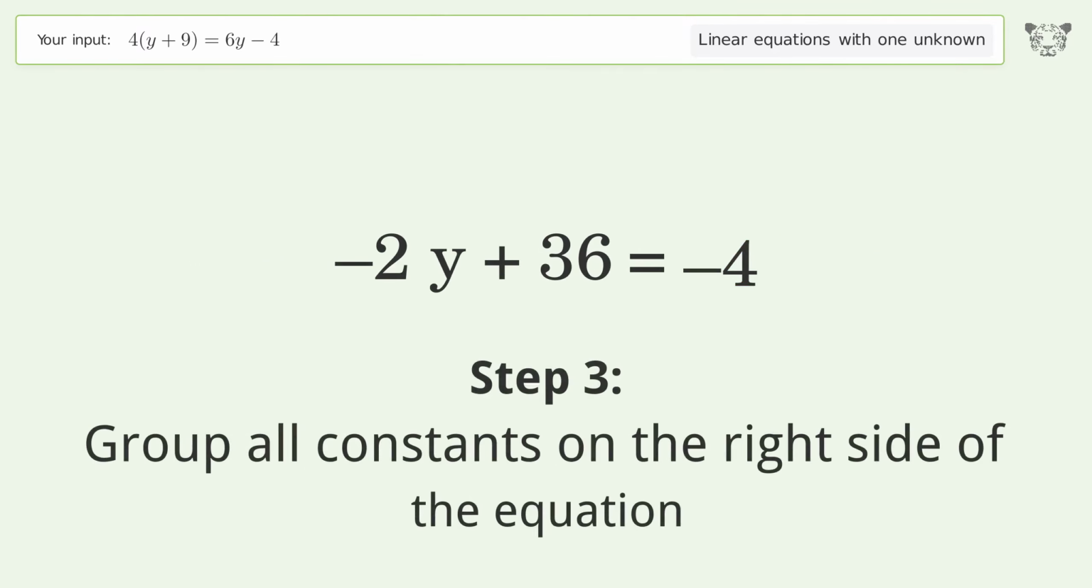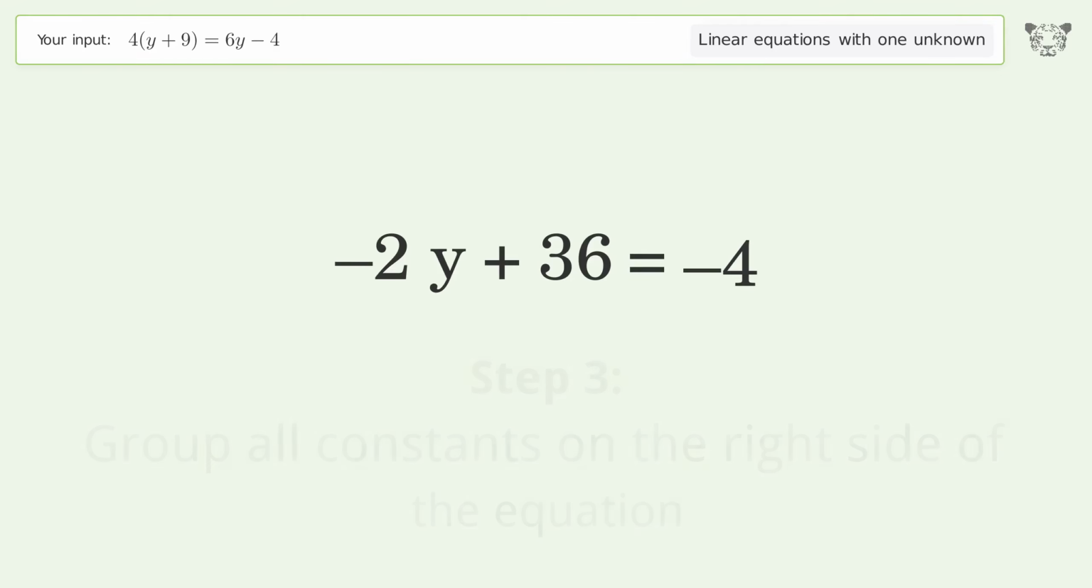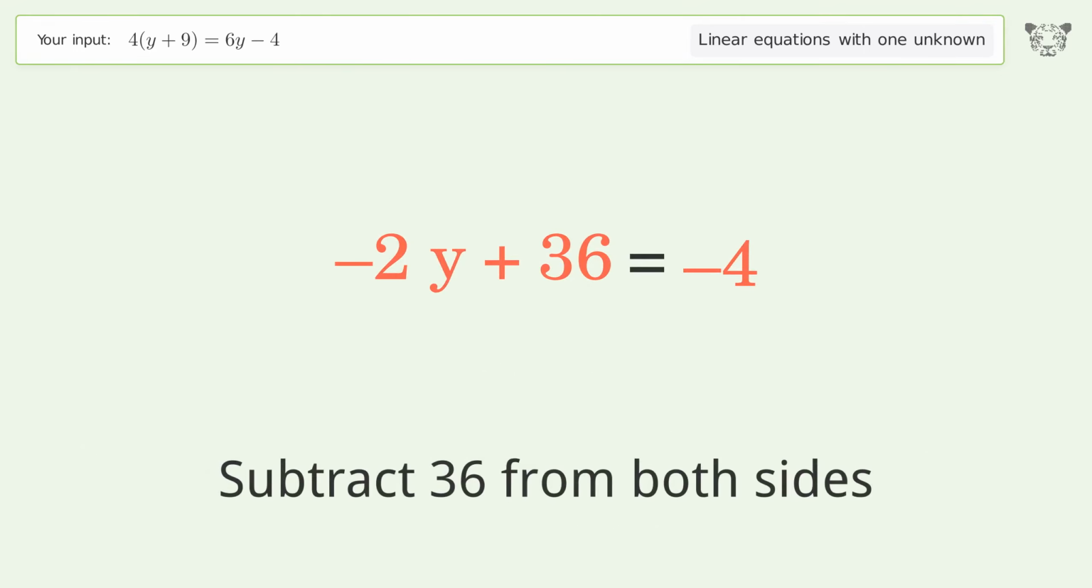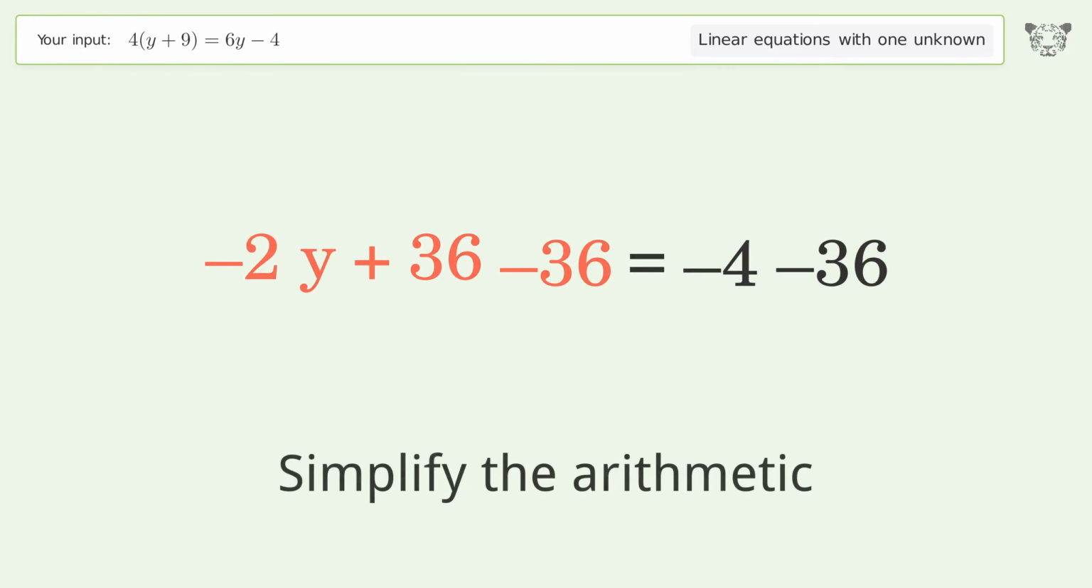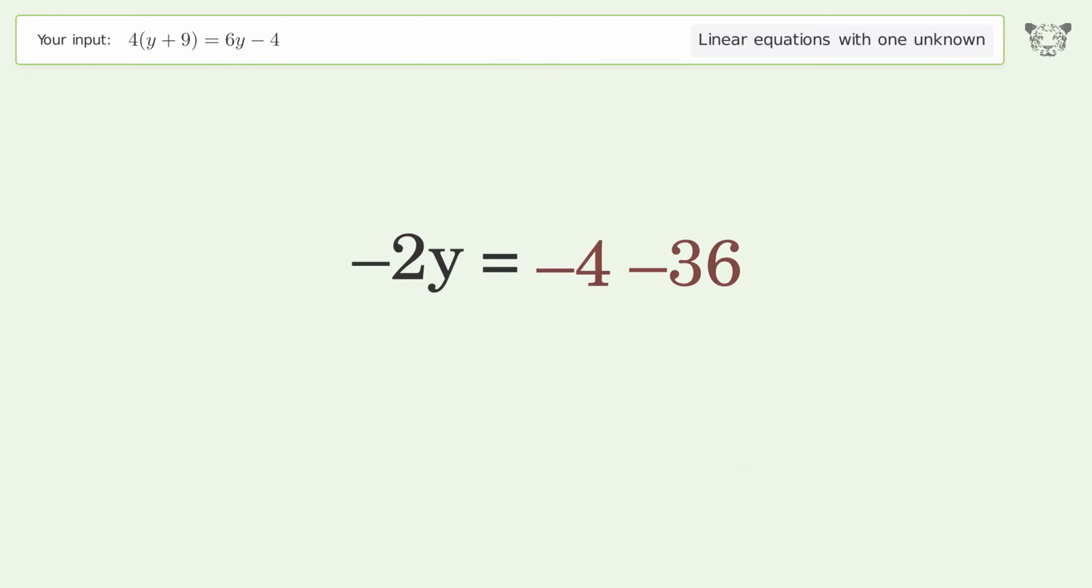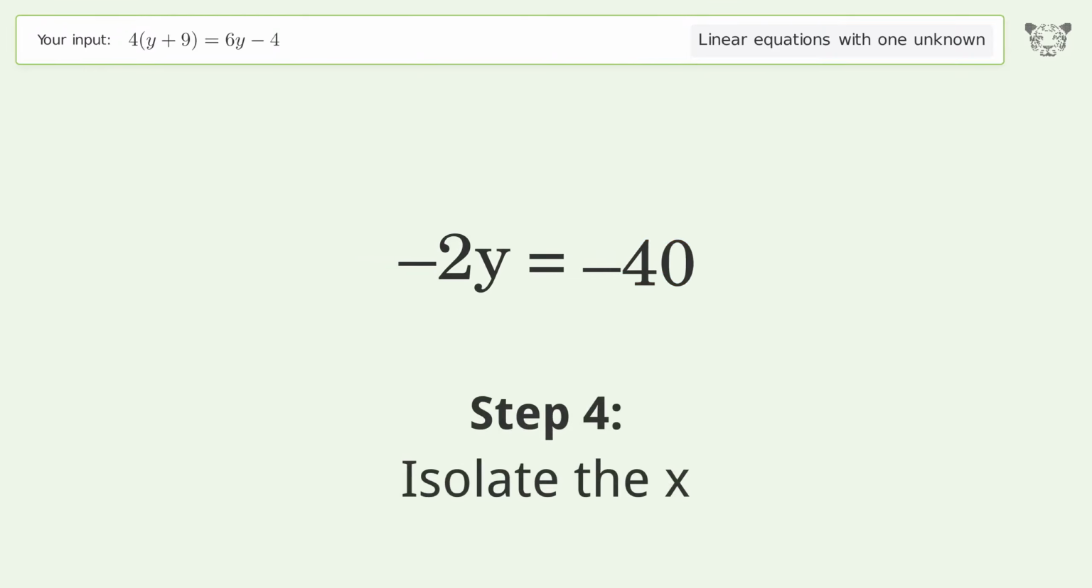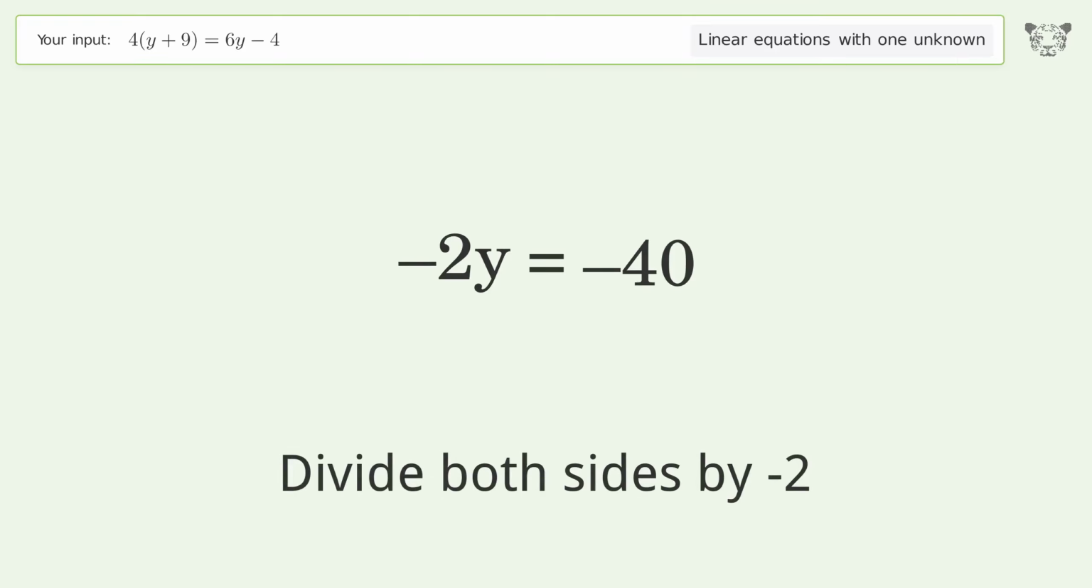Group all constants on the right side of the equation. Subtract 36 from both sides. Simplify the arithmetic. Isolate the x. Divide both sides by -2.